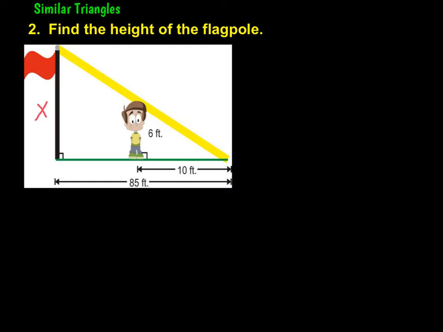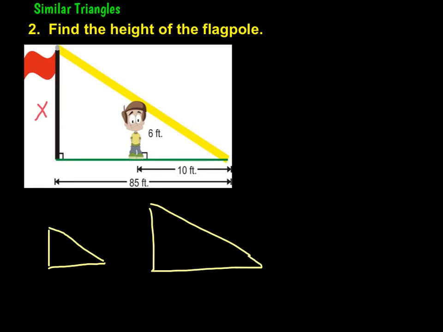Okay, so just like the last problem, we need to go ahead and draw our two triangles. So we're going to separate them. So I'll draw the small one first, and then I'll draw the bigger triangle. And then we label the sides, we set up our proportion, and solve.